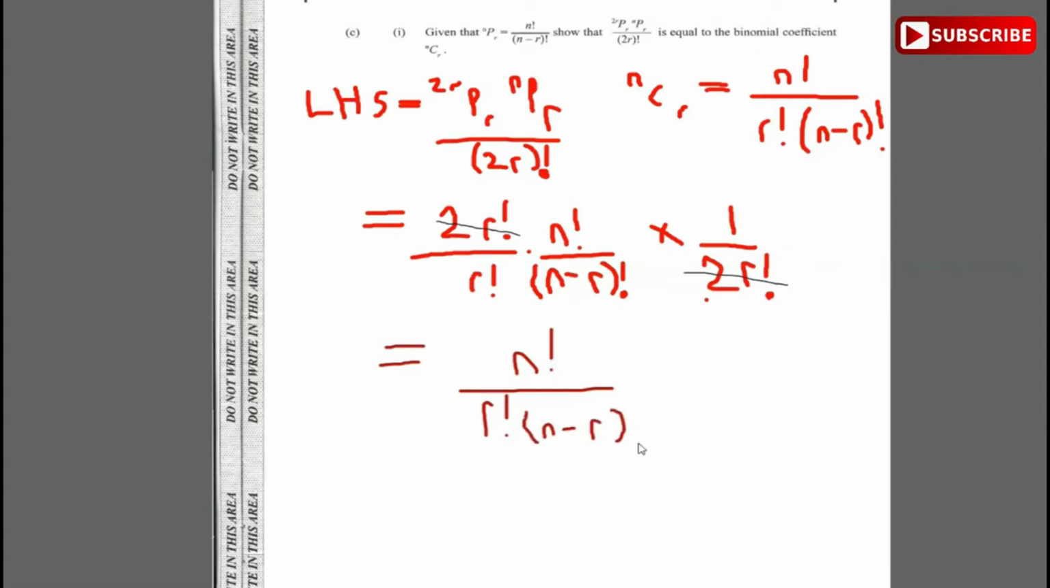All right, and remember, this is actually n choose r. So it is proven. Some people might want to write it in this form. It is indeed n choose r. All right, this question was too easy. Nice.